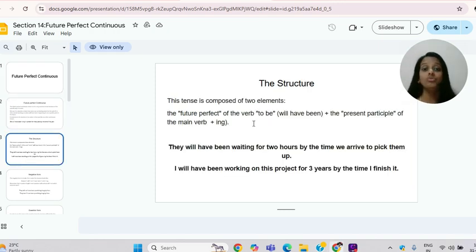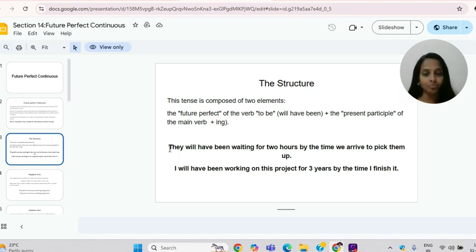Let's see the structure of this. This tense is composed of two elements: the future perfect of the verb to be, like will have been, and the present participle of the main verb plus ing. So these are the two main components.